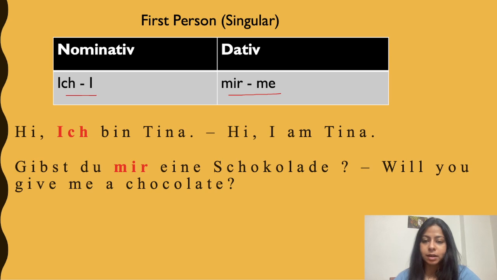Hi, ich bin Tina. Hi, I am Tina. So ich is in bold red. The second sentence is: Gibst du mir eine Schokolade? Will you give me a chocolate? In this sentence, du here is nominative, eine Schokolade is accusative, and mir is the dative object. So we are replacing ich with dative object mir because dative personal pronoun for ich is mir.